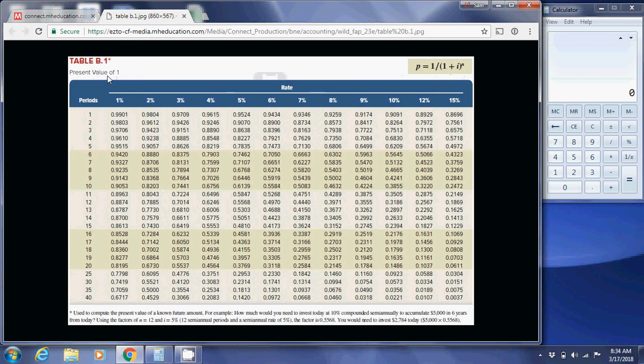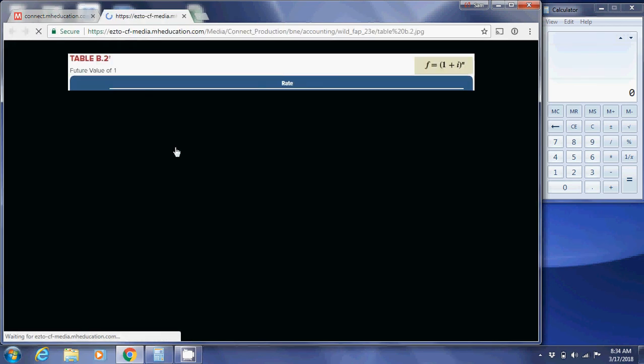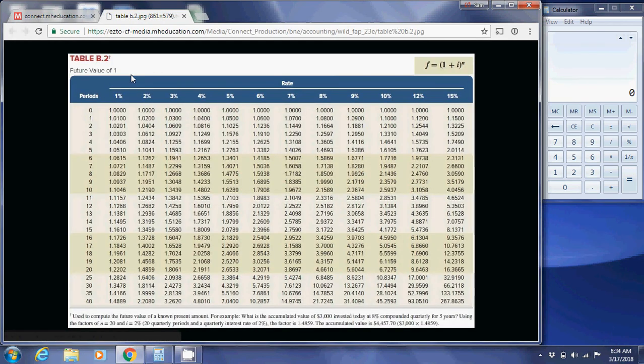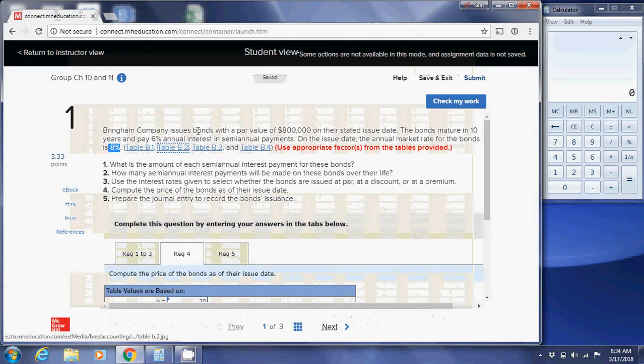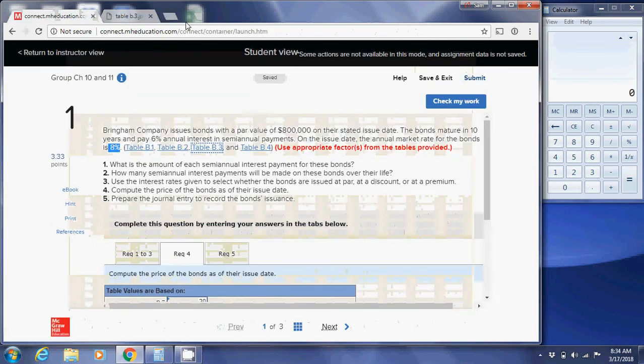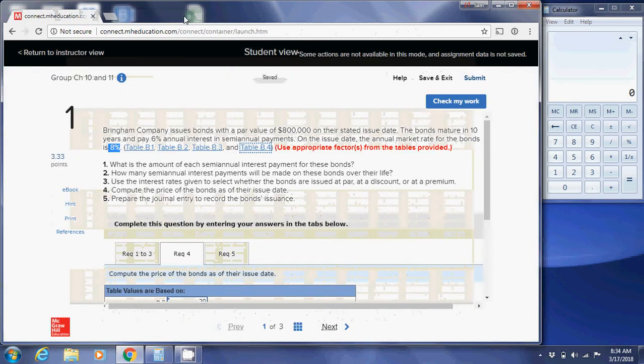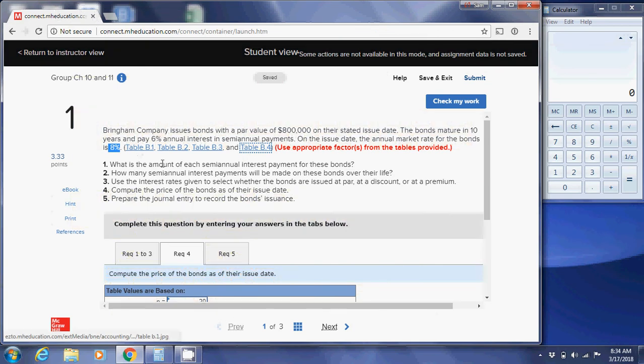Table B1 is the present value of $1. Now that sounds kind of like a lump sum to me. Table B2 is the future value of $1. That's not the present value at all, so we don't even need it. B3 is the present value of an annuity. That sounds familiar. And B4, once again, is the future value. We don't need future value. So it looks like we're going to be dealing with B1 and B3.